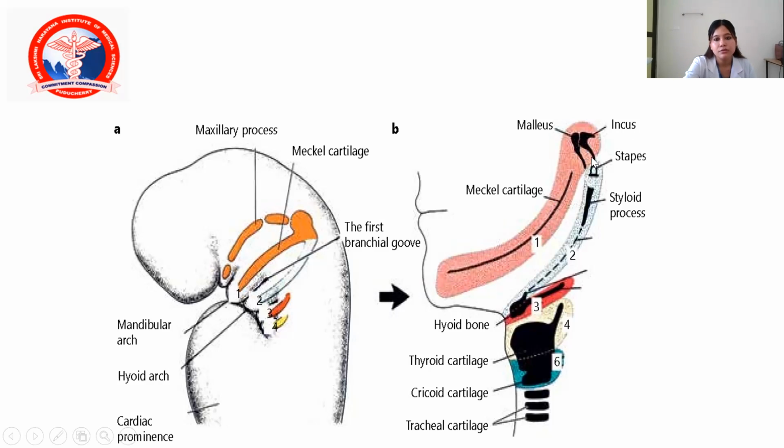Now the stapedius muscle, which is associated with the stapes, is developed from the mesenchyme of the second pharyngeal arch. Thus it is supplied by the facial nerve. So we know that the nerve of the first pharyngeal arch is the mandibular nerve, and the nerve of the second pharyngeal arch is the facial nerve. So the nerve supply of tensor tympani is the mandibular nerve, and the nerve supply of stapedius muscle is the facial nerve.